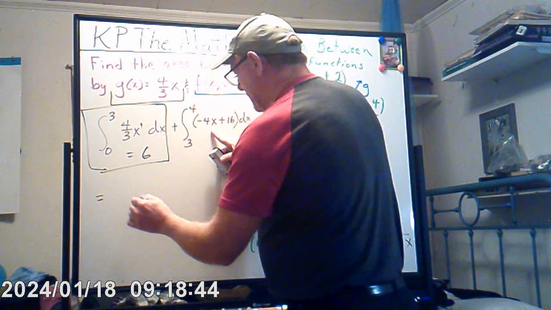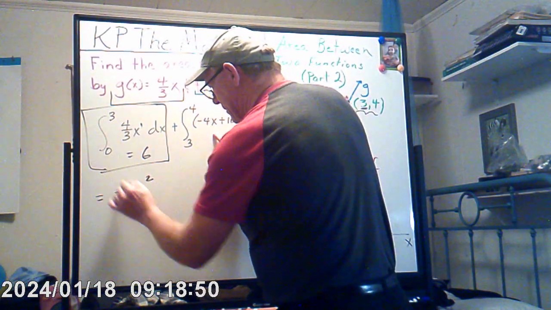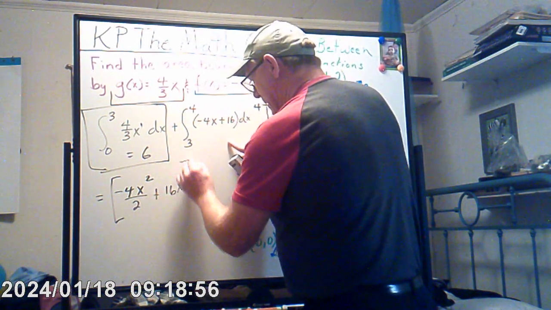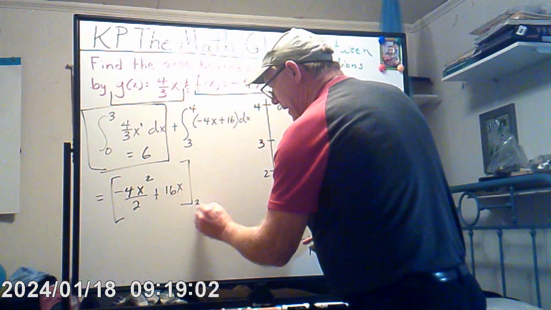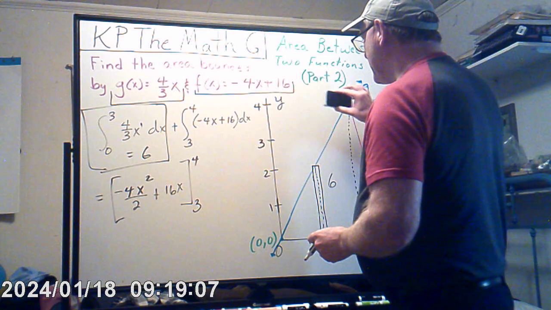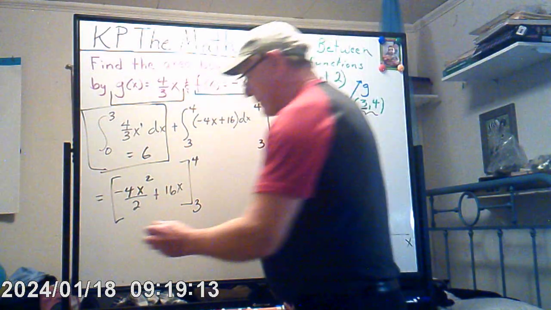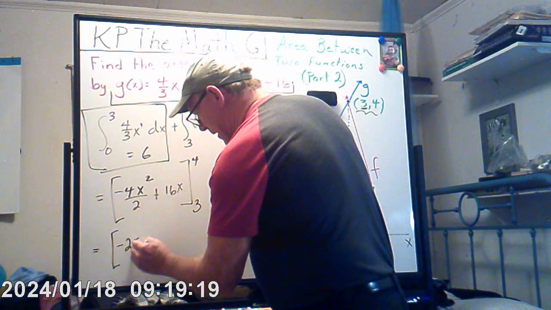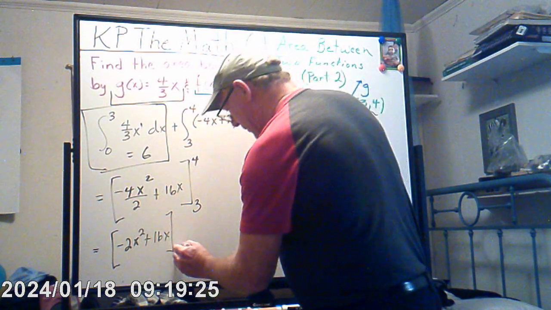This is equal to negative 4x squared over 2, plus 16x. And I'm going from 3 to 4 on this one. Let's go ahead and plug those in there. This is going to be negative 2x squared plus 16x, from 3 to 4.